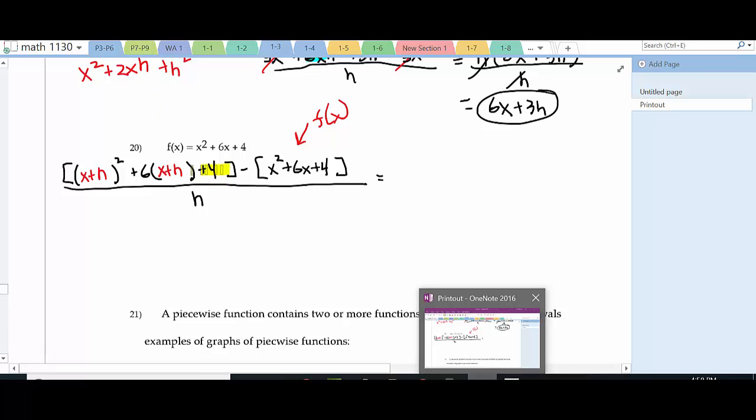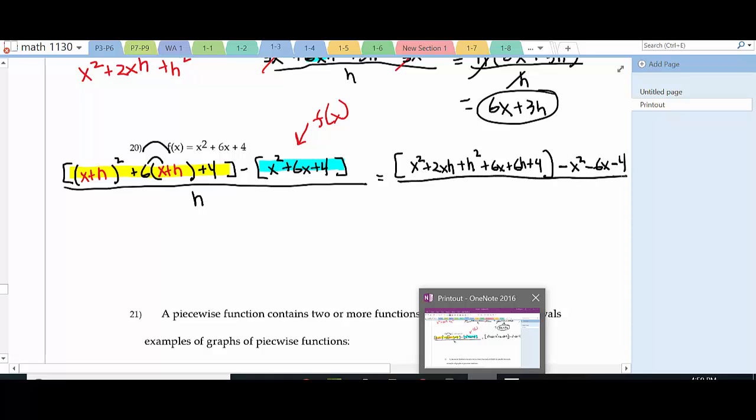First thing, I'm going to do most of this in my head. I'm going to FOIL out the x plus h. We already did that. That's x squared plus 2xh plus h squared. Now I'm going to distribute, so that's going to be plus 6x plus 6h, and then plus 4, like that. Now I'm going to distribute the negative through this, so that's going to be minus x squared minus 6x minus 4 all over h. If you didn't get the answer that I'm going to get, make sure that when everything's multiplied out, that's what you have.